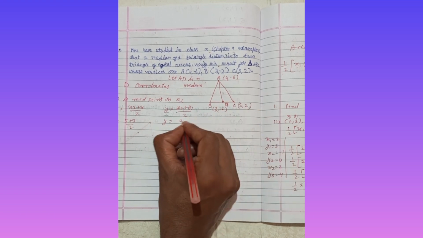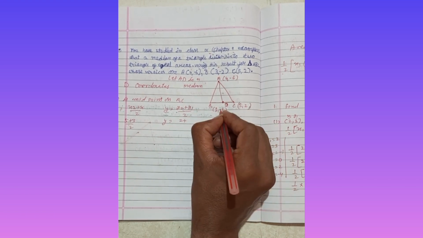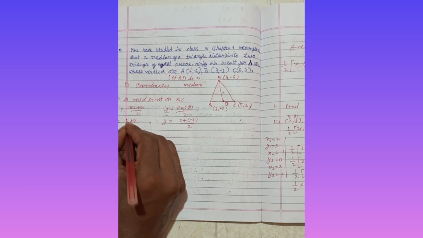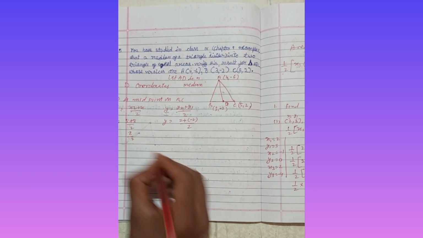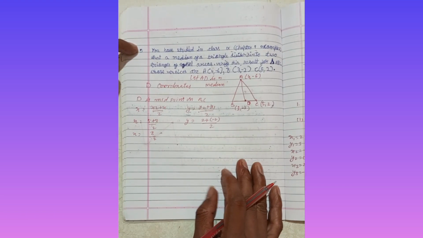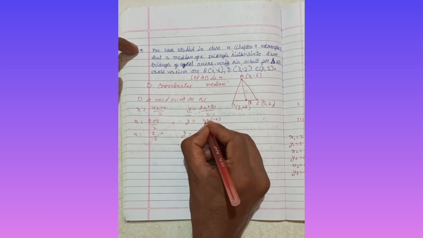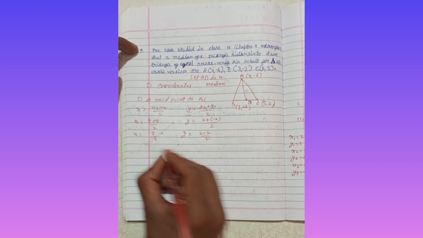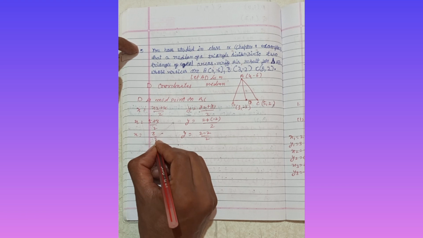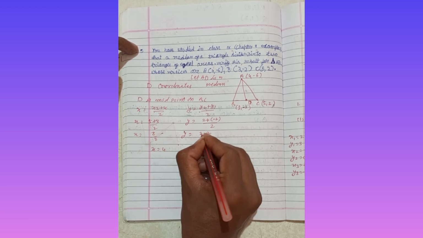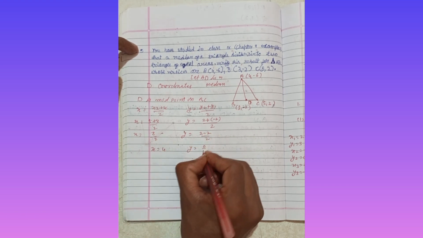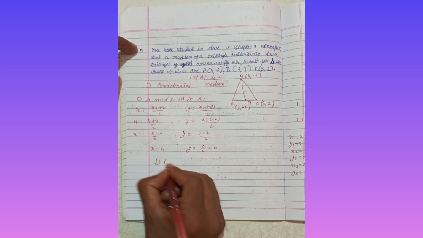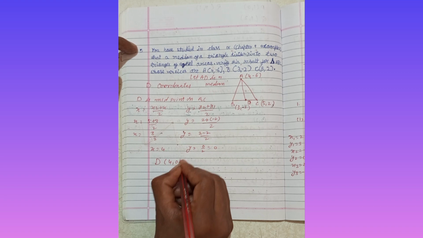Y2 is equal to 2, plus y1 is equal to minus 2, by 2. Then x is equal to 5 plus 3 is equal to 8 by 2, and y is equal to 2 plus minus 2, that is 2 minus 2 by 2. Then x is equal to 8 by 2, means 4, and y is equal to 2 minus 2 is equal to 0, 0 by 2 is equal to 0 only. So x is equal to 4. So coordinates of D we got 4 comma 0.